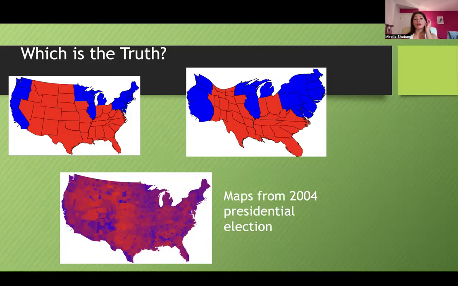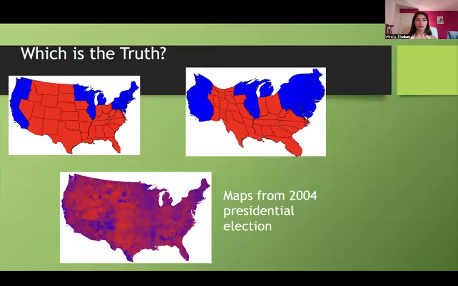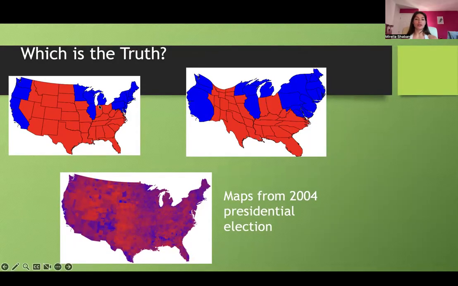So this is again another example of maps and their symbolization as well as their representation. And the question here is, which one of these is the truth? Now, each one of these maps is showing us something different, but they're all showing us data from the 2004 presidential election. You'll see that on the left, we have what we would consider a normal looking map of the contiguous US. We have our reds and our blues.